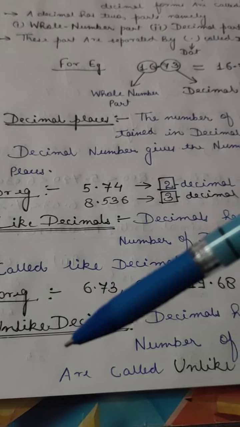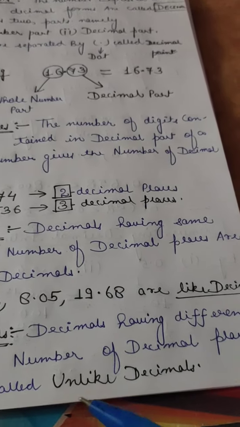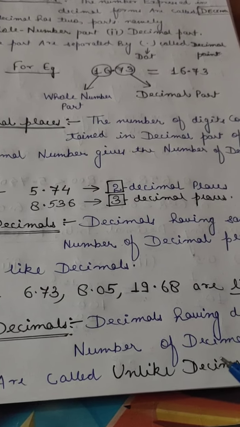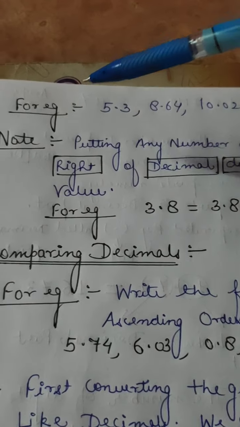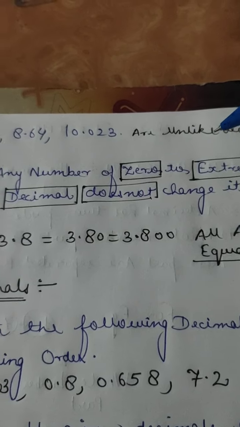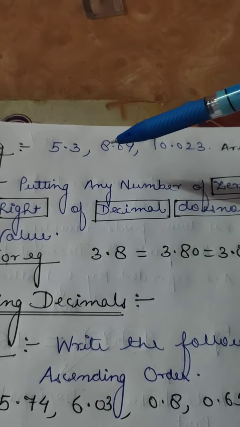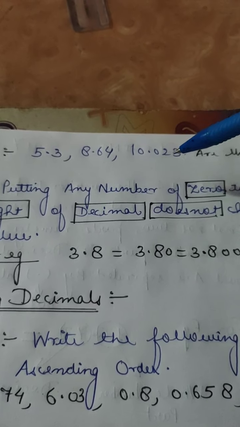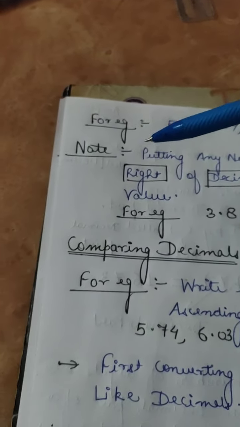Next is unlike decimal. Unlike decimals are those which are not like decimals. That means decimals having different numbers of decimal places are called unlike decimals. For example, let's see 5.3, 8.64 and 10.023 are unlike decimals. Why? Because after the decimal point it is having 1 decimal place. Here after the decimal point it is having 2 decimal places, and here it is having 3 decimal places. So these decimals are unlike decimals.